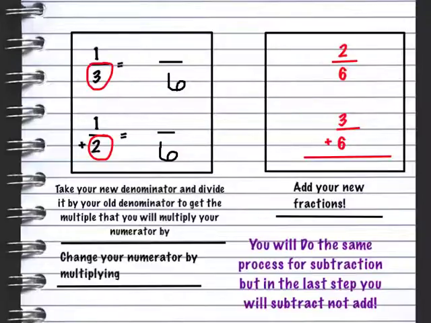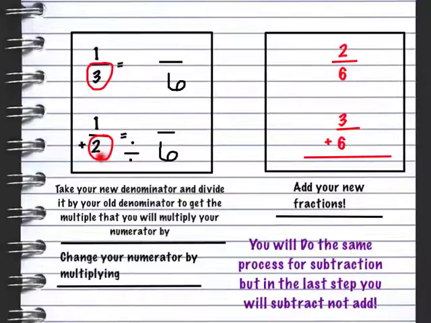Now I have to figure out how to change that numerator. So I'm going to use this rule, this process right here. Take your new denominator, which is 6, and divide it by your old denominator, which is 2. So I'm going to do 6 divided by 2. I'm going to write that down right now. Divided by 2. And it says to get the multiple that you will multiply your numerator by.